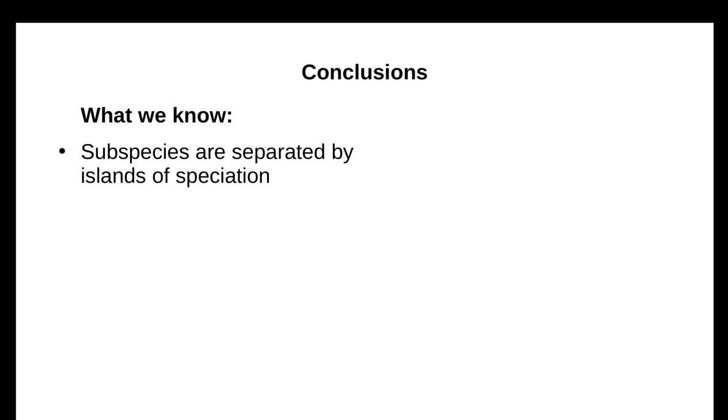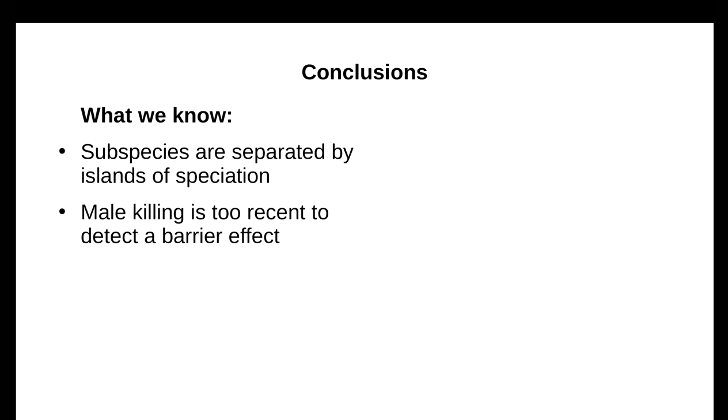So that brings me to the conclusions of this story. So what have we figured out? So we now know that these subspecies are separated by islands of speciation rather than a genome-wide barrier. The male killing is too recent for the barrier to be detected. So there may well be a barrier, but we'd have to wait around for a few tens of thousands of years to know for sure.